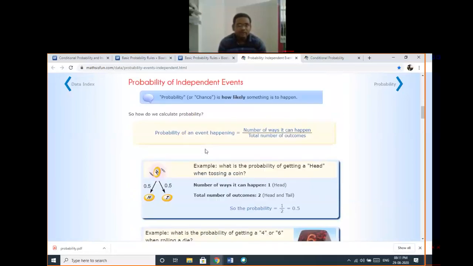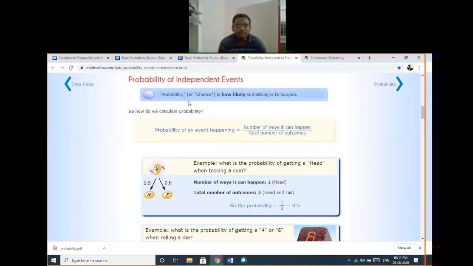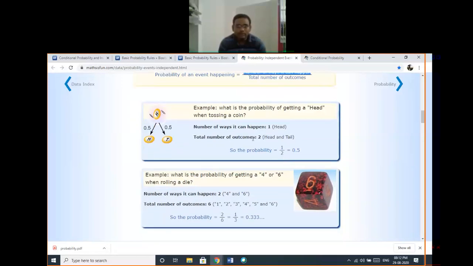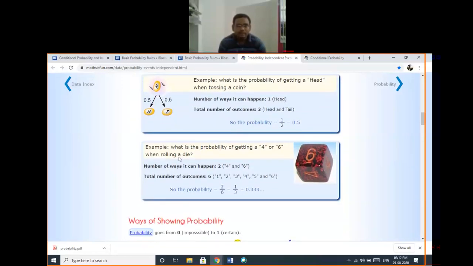Okay, and the probability of independent events is how likely something is to happen, that is the number of ways it can happen divided by the total number of outcomes. So this is exactly the probability of an event happening. Suppose there is only one head, actually in a coin there is one head, so the number of ways it can happen is one, and the total number of outcomes is two, so that's why we are considering 1 by 2. Okay, so this is the example.